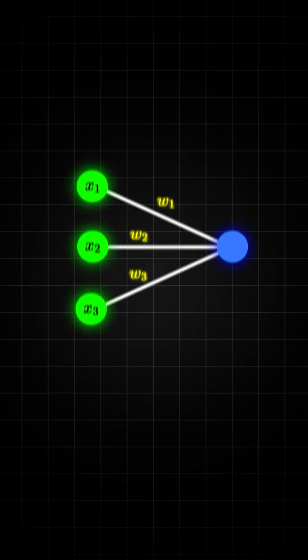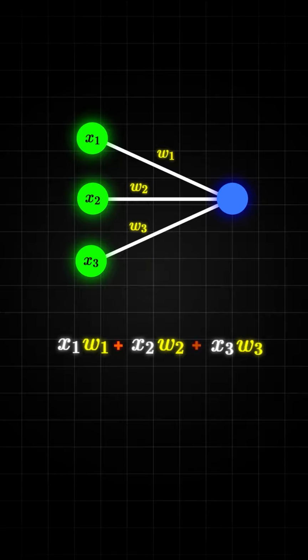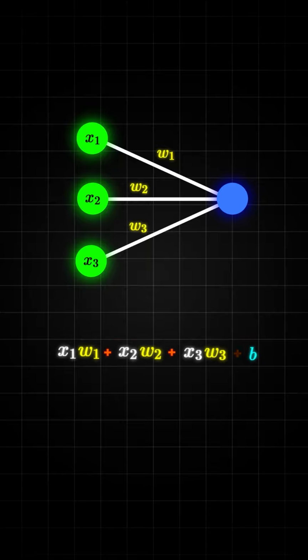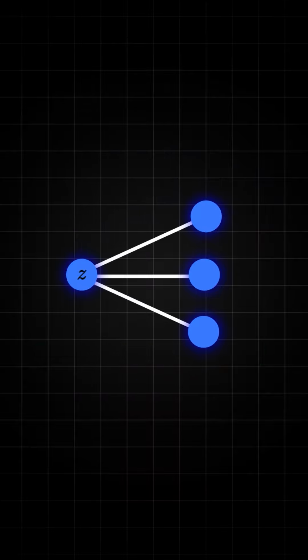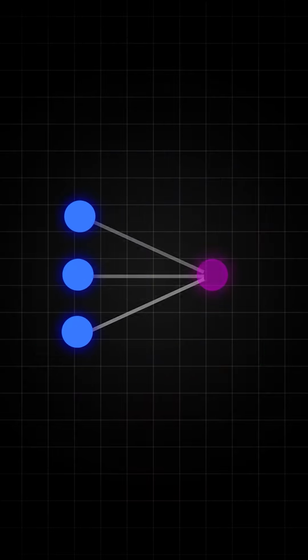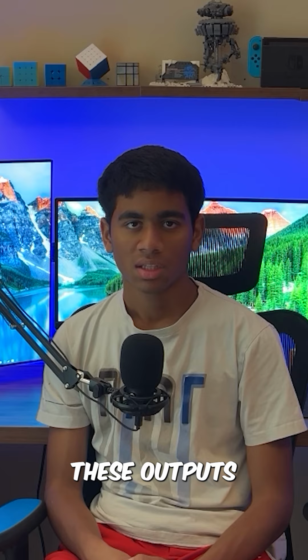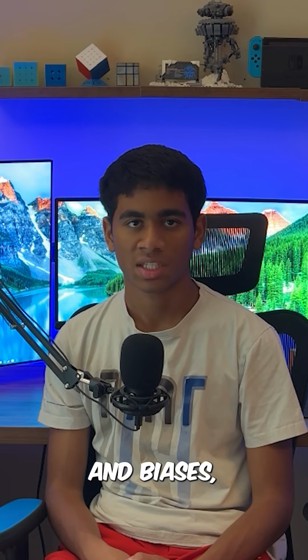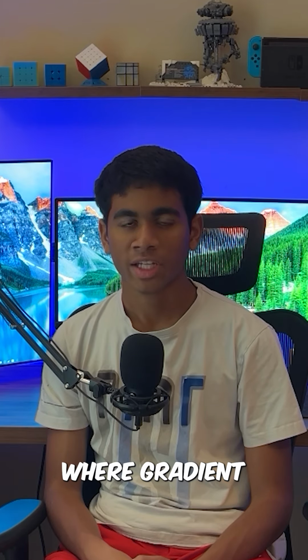Here's how inputs move through the network. Each connection has a weight. An input is multiplied by its weight, added together with other inputs, and then combined with a bias. This sum goes through an activation function, and the result is passed to the next layer. By the time we reach the output layer, the network produces a final turning angle. These outputs depend entirely on the weights and biases, but how are those determined? That's where gradient descent comes in.